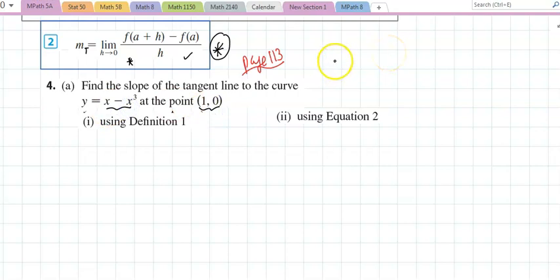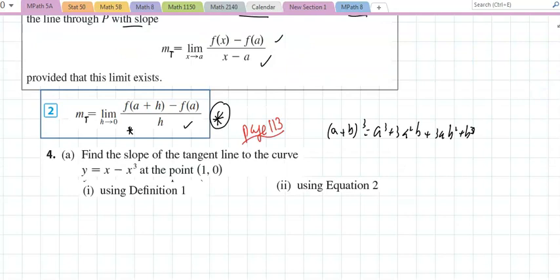In case you missed it, a plus b cubed is a cubed plus 3a squared b plus 3ab squared plus b cubed. Now, by the way, I forgot to mention, if I replace x by a, that will be f of x minus f of a over x minus a. And if I replace h by 0, that will be f of a minus f of a. So this is the special case of the shortcut, provided we're dealing with these functions of polynomials, radicals, rationals, and trig where they're defined.